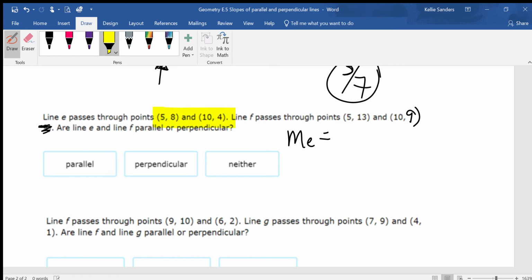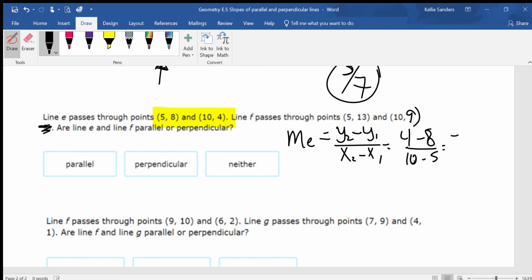So because I have 2 points, I'm going to find the slope. Does anybody remember how to find the slope between 2 points? That's right. y2 minus y1 over x2 minus x1. 4 minus 8 over 10 minus 5, negative 4 over 5. 4 over 5 does not reduce. We only have one negative, and it's already on top. So the slope of E is negative 4 over 5.